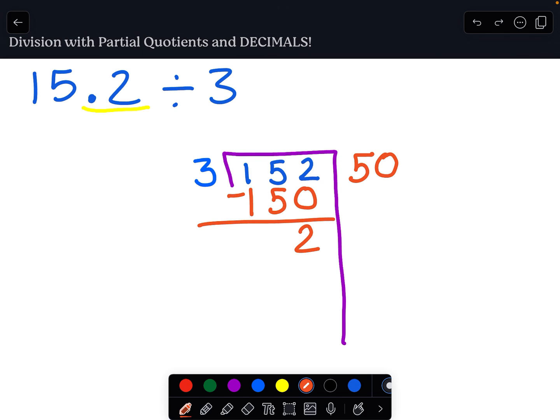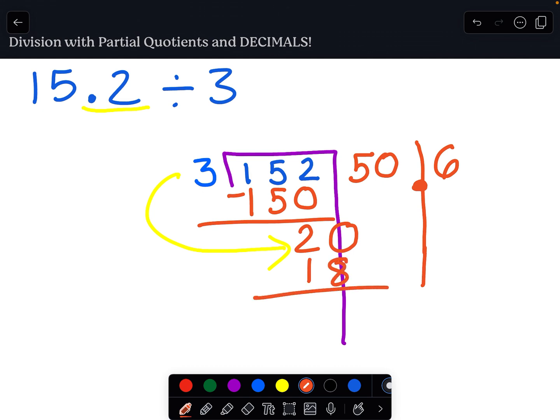So here's where it gets fun. I'm going to draw a line next to this 50, and I am going to put my decimal right next to it, just like on that line. And if I want to keep going, all I need to do is add a 0 next to the number that I'm working with, and I'm going to work in this next column now. I say, okay, how many times does 3 go into 20? Well, it goes into 20 6 times. And then I keep working. 3 times 6 is 18, and I'm left with 2 again.